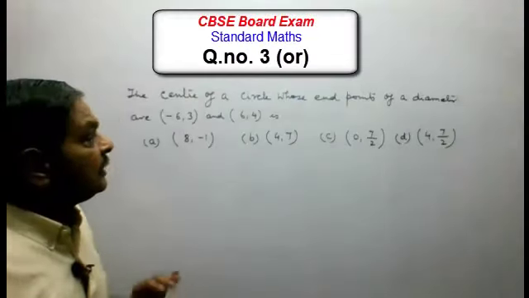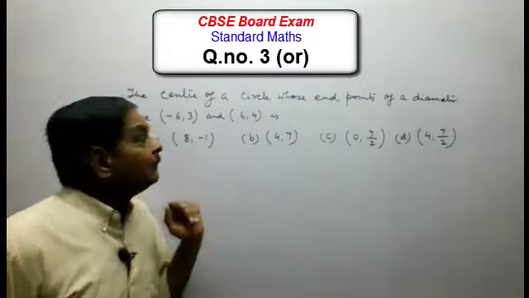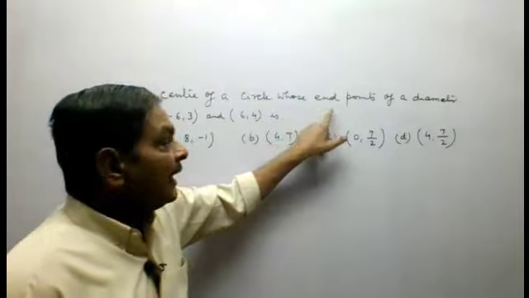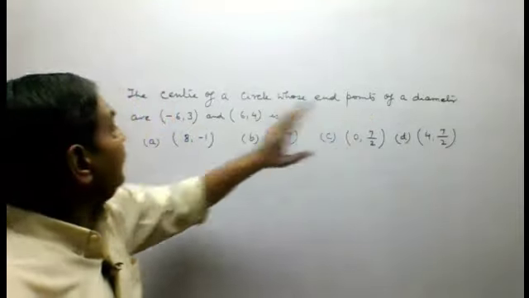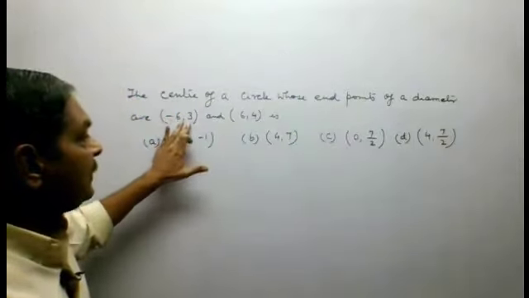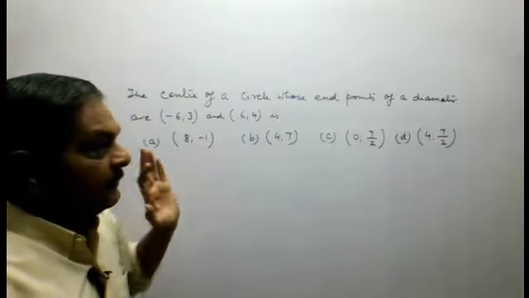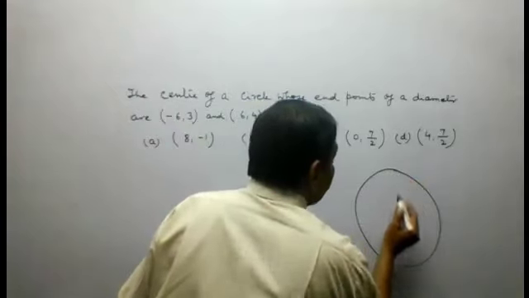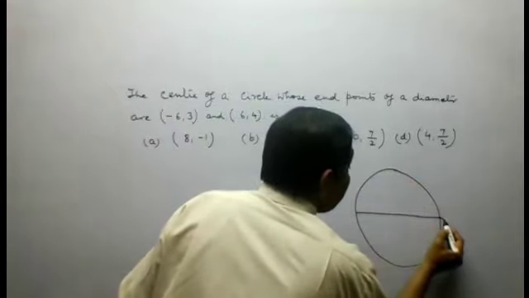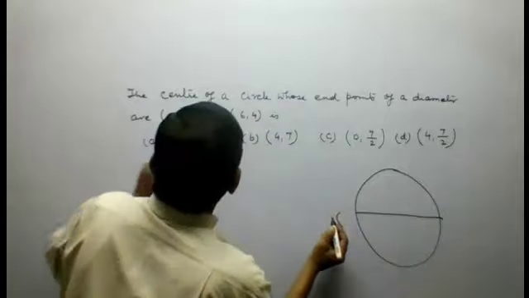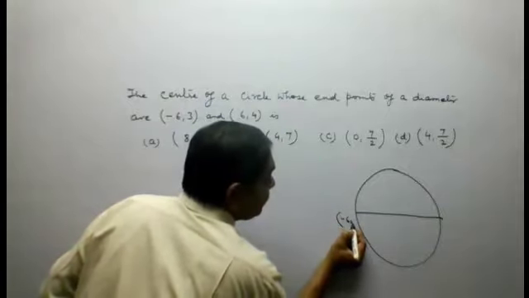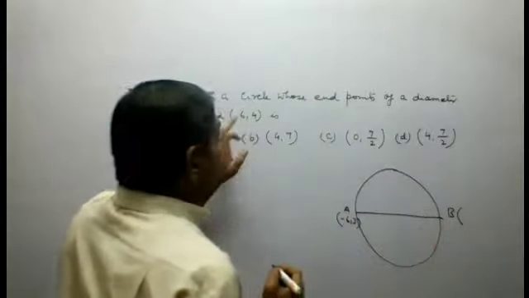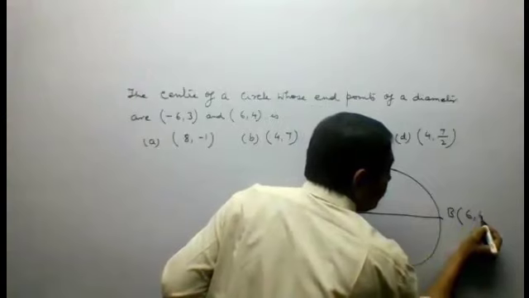Now we will see the question which is given as OR. The question is: the center of a circle whose endpoints of a diameter are minus 6, 3 and 6, 4 is. We have been given that there is a circle and the endpoints of a diameter are minus 6, 3. Let us say this point is A and this point is B, the coordinates of which are 6, 4.